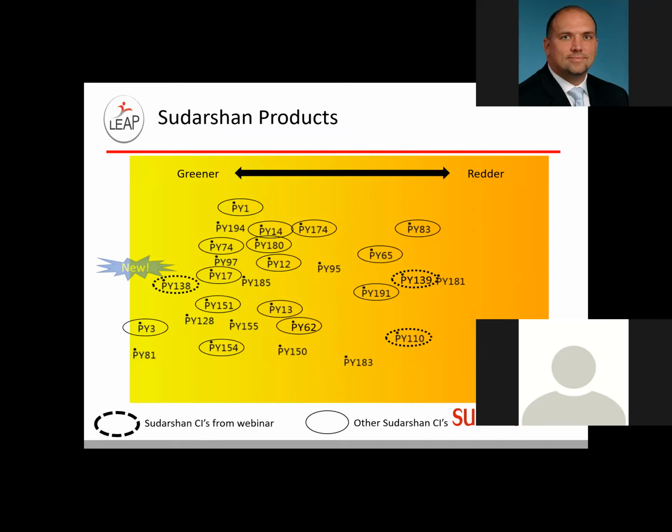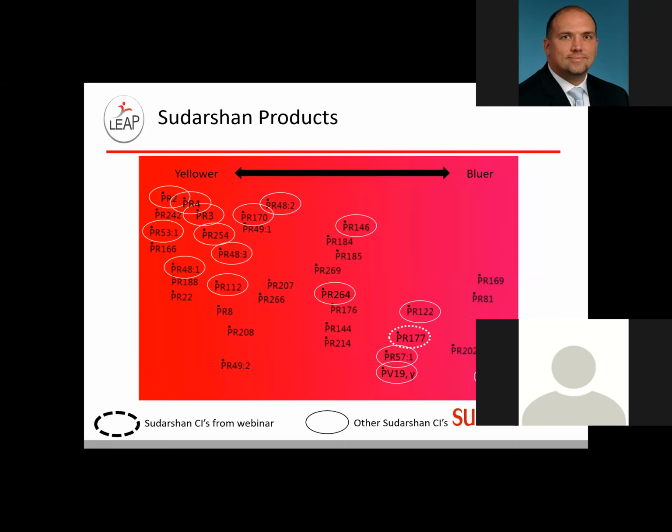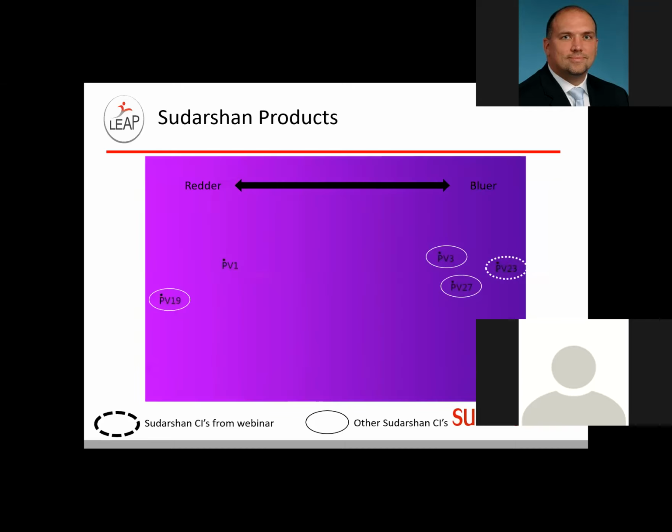I mentioned the Yellow 138 is the greenest of the high performance pigments, and you can see where it fits in the yellow space, whereas the Yellow 139 and the Yellow 110 are on the red side of the yellow space. Similarly, we talked about the Red 177 as being on the blue side, so you can see where that fits with respect to other red pigments. And lastly, in the violet space, you can see where the Violet 23 fits in comparison to other violet pigments.